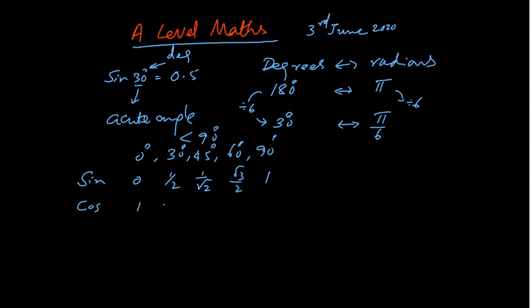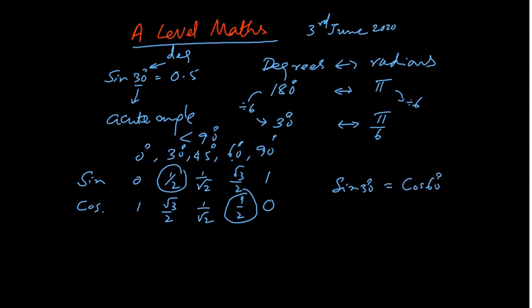This is the reverse of this. So root 3 by 2, this 1 by root 2, and this 1 by 2, and this is 0. What I'm trying to say is that cos 60 is 1 by 2. Sin 30 is 1 by 2. Like that. So the moment you look at this, sin 30 equals cos 60. So that means if you add these two angles, 60 plus 30, you get 90 degrees.